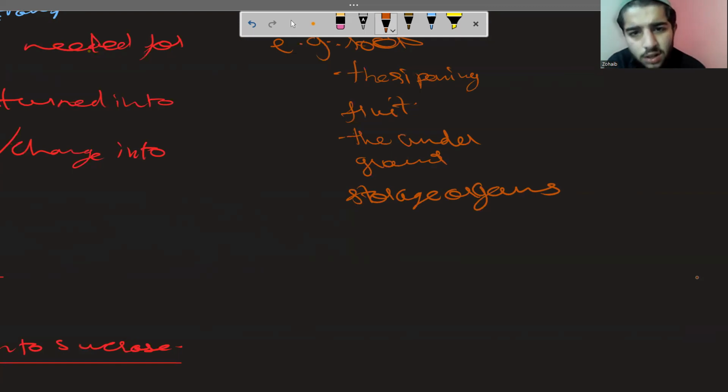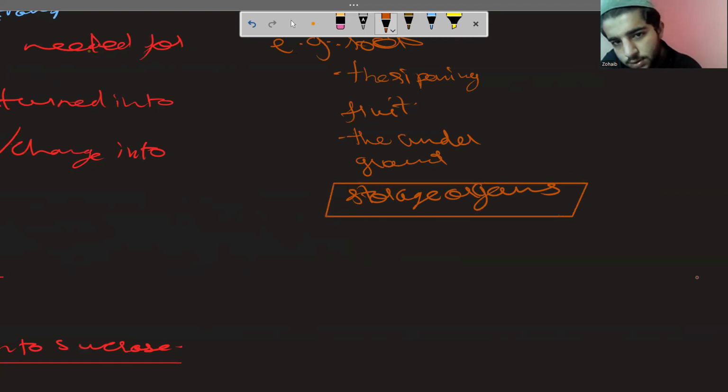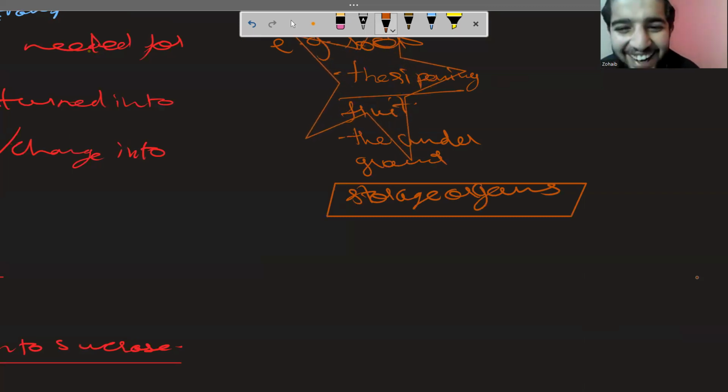Yeah, you may say the new. What have you written, bro? Storage organs, after the root. Ripening food. There is a space between this, okay? Look at this, I just drew a star.